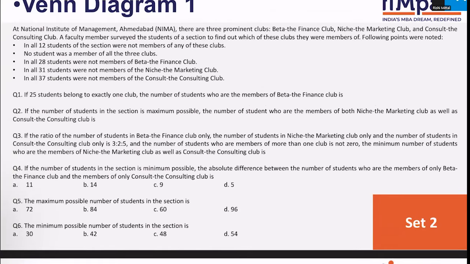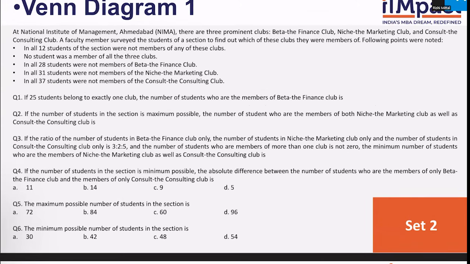All right. At National Institution of Management, Ahmedabad, there are 3 prominent clubs: Finance Club, Marketing Club, and Consulting Club. Faculty members surveyed the students of a section to find out which of these clubs they were members of. Following pointers were noted. So I have a couple of clues, and then I have 6 questions in this. Okay. Definitely a high ROI set, right?